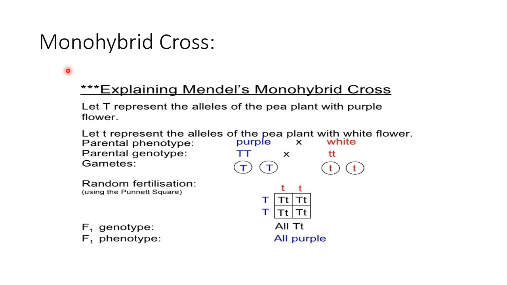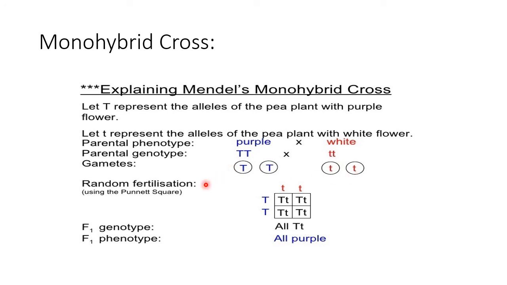So a monohybrid cross is a cross in which we study the transmission of one trait or one gene. Okay, here for example we've taken T representing the allele for pea plant with purple flower and t small letter for the white flower. Cross between purple and white is done. TT capital letter cross tt small letter. The gametes here it gives T capital 100% and here it gives t small letter 100%.